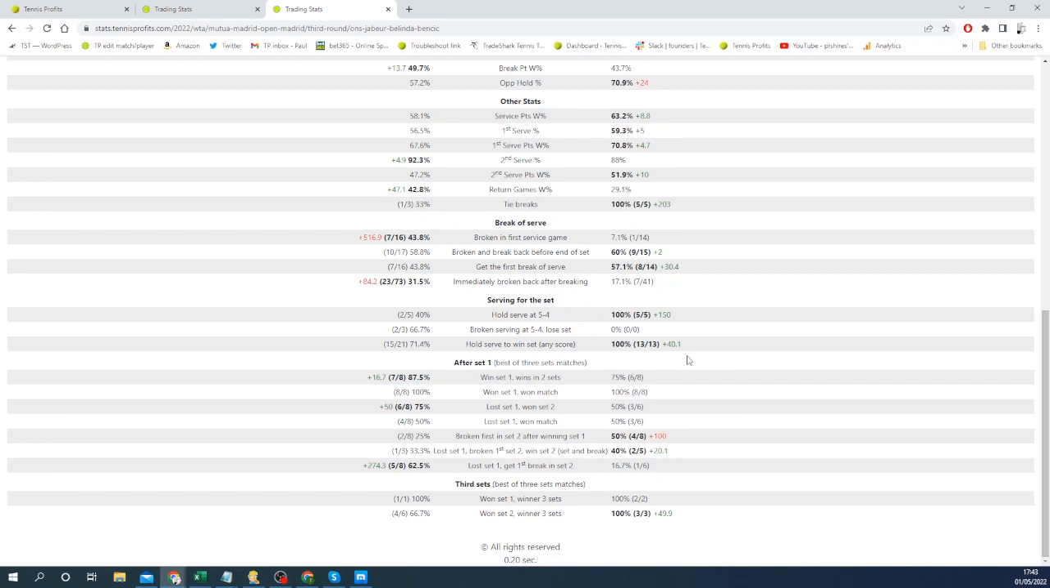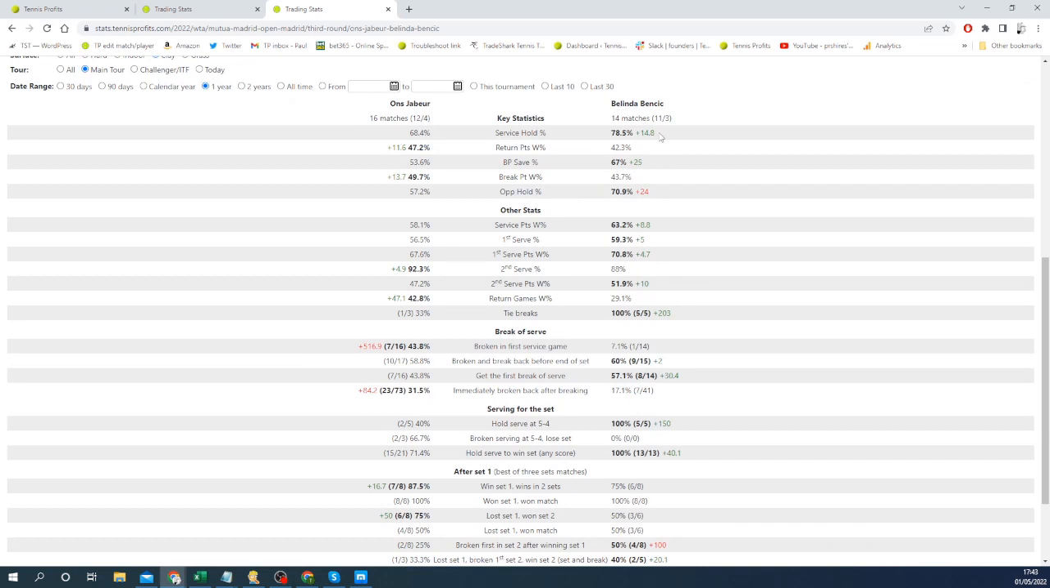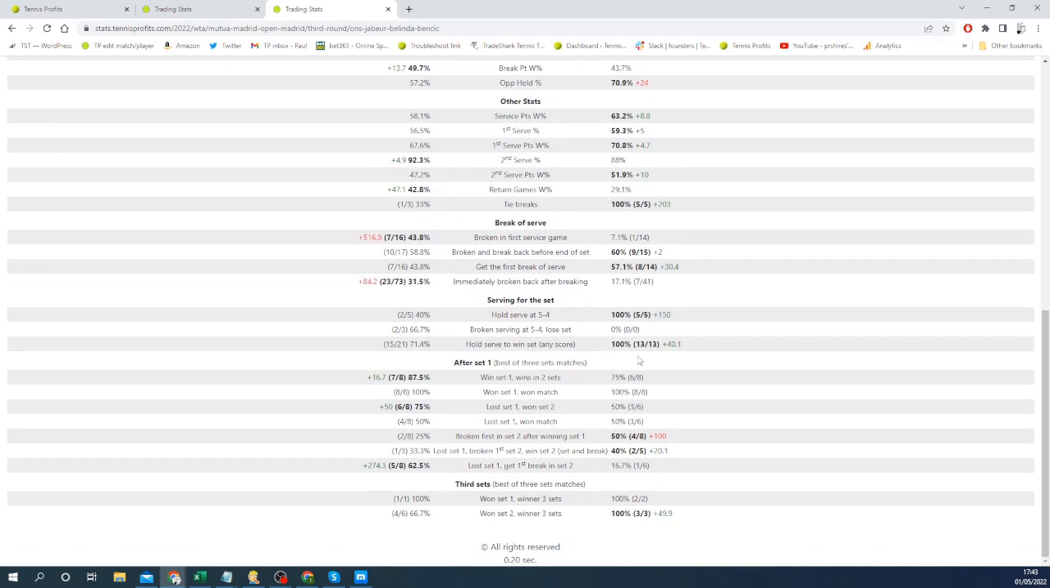Other stuff we've got: hold serve to win the set at any score, 13 out of 13. So in the last year on clay it was 14 matches. Bencic has never been broken serving for the sets. That's pretty impressive. 71% of the time for Jabeur.